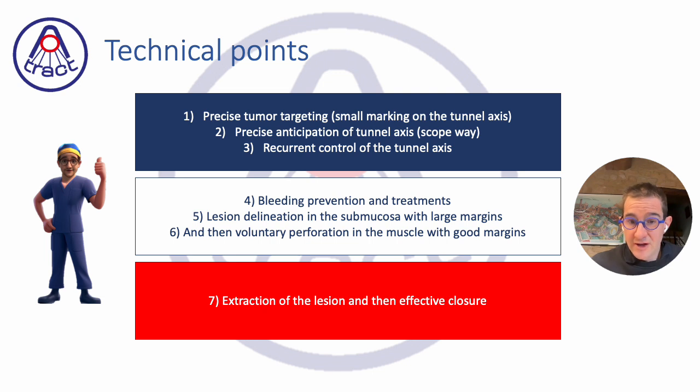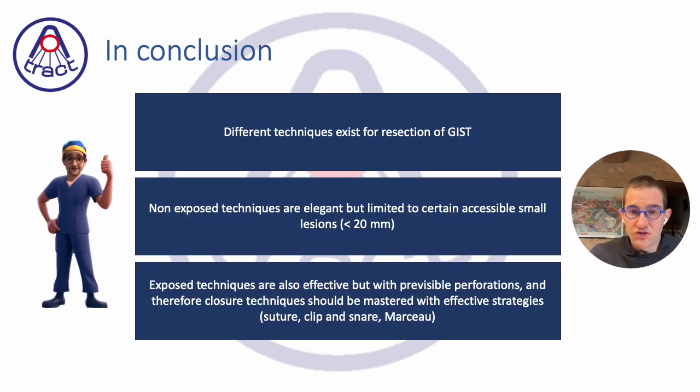Technically, precise tumor targeting is important with small marking in the axis of the channel. Precise anticipation of the channel is important, how the scope is going when you push it. And we do a lot of recurrent control of the tunnel axis to be sure we stay in the good axis. Bleeding prevention and treatment of bleeding is important. The lesion delineation is important with large margin. And then, when it is completely free from submucosal adherence, the voluntary perforation should be done quite quickly to avoid a lot of pneumoperitoneum. And once again, we keep large margin on the muscle. The extraction of the lesion is sometimes challenging, but should be done gently to avoid any damage on the lesion.